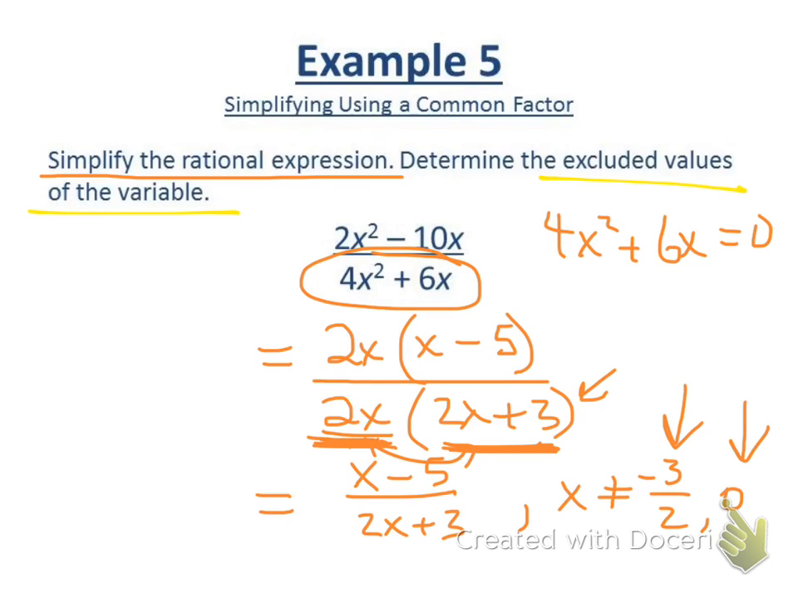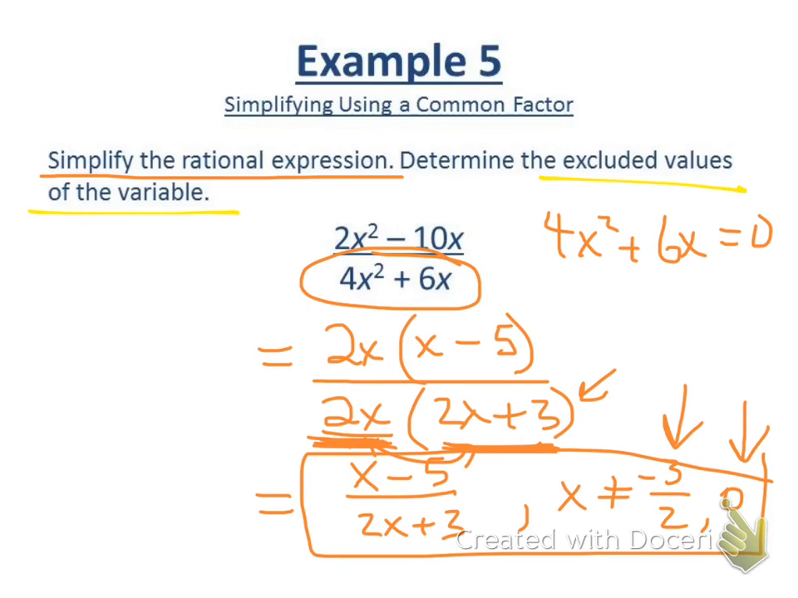So once you get your denominator factored, you would set each factor not equal to 0. 2x cannot be 0, which means x cannot be 0. 2x plus 3 cannot be 0, which means x cannot be negative 3/2. So our solution is x minus 5 over 2x plus 3 as long as x is not equal to negative 3/2 or 0.